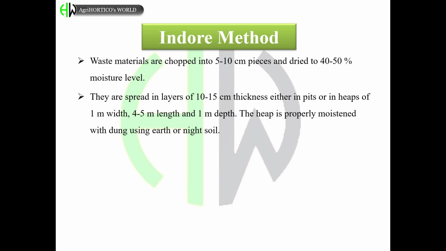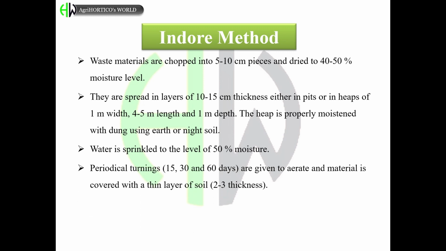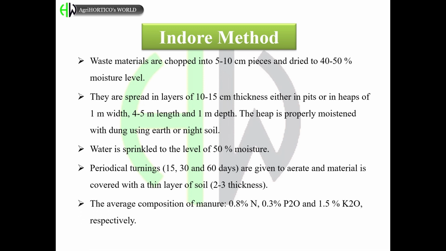The heap is properly moistened with dung using earth or night soil. Water is sprinkled to the level of 50% moisture. Periodical turnings at 15, 30 and 60 days are given to aerate, and material is covered with a thin layer of soil about 2 to 3 centimeters thick. The average composition of manure is 0.8% nitrogen, 0.3% phosphorus oxide and 1.5% potassium oxide, respectively.